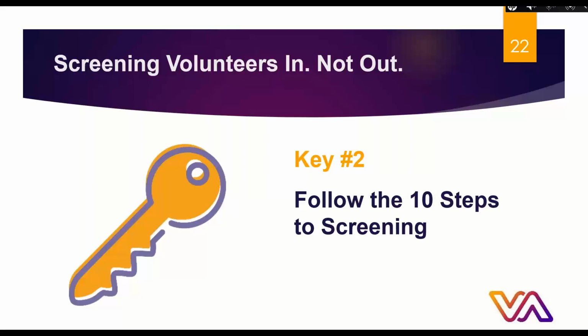All right, so on to key number 2. Key number 2 is following the 10 steps of screening. We just spent a lot of time reviewing the legal terminology and discussing police checks, but as we've said multiple times, that's only one part of potential screening. So we want to look more holistically at the screening process. This key will introduce Volunteer Canada's screening handbook and discuss the 10 steps to screening.